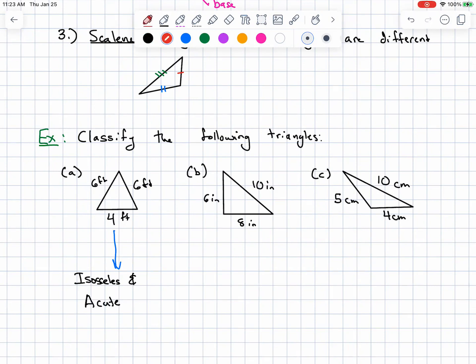Oh, and I meant to draw this. I should have done that. We need to draw that little box to say that is a right angle, which means that that's a right triangle. And then in terms of side length classification, none of its side lengths are the same, so it must be scalene.